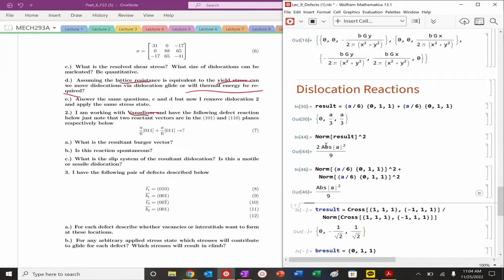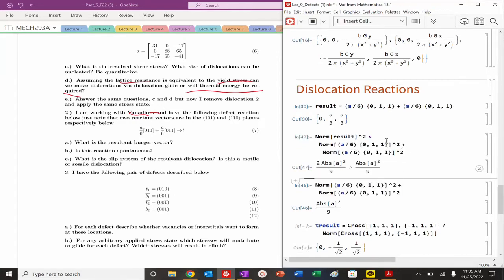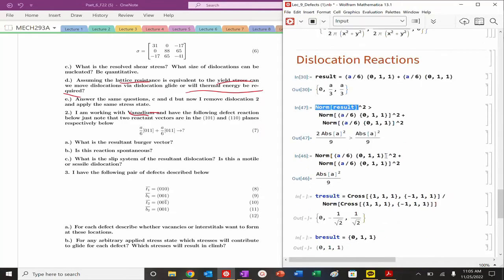So let's see what we got. Which is larger? Is our result greater than this? Well, assuming that a is larger, yep. So that's not good. So it is not going to be a spontaneous reaction.